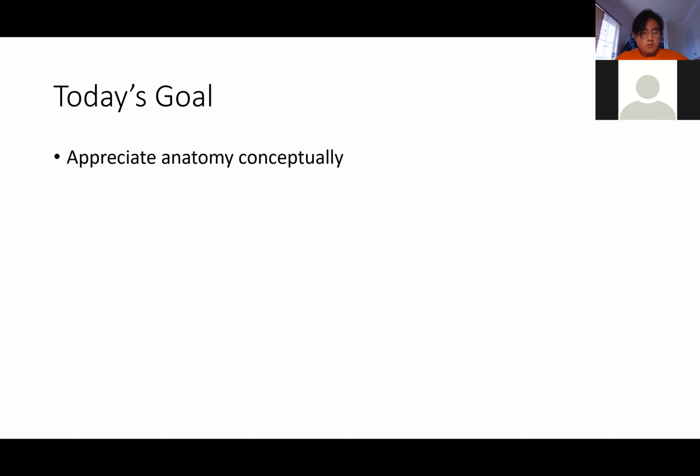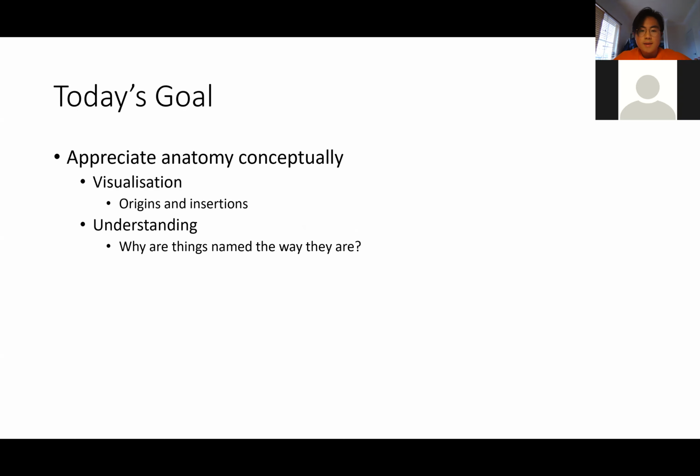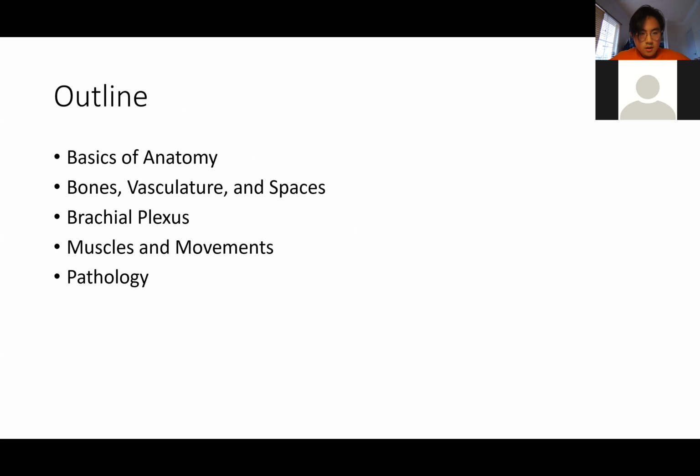We'll achieve that through two methods. One is being able to visualize the origins and the insertions. Knowing the specific spots of origin and insertion isn't that important, but being able to visualize whereabouts it is really helps. And understanding why things are named the way they are will really help us appreciate the anatomy conceptually. So this is the outline for today. We'll be spending most of our time talking about the brachial plexus, the muscles of the forearm, and pathology.